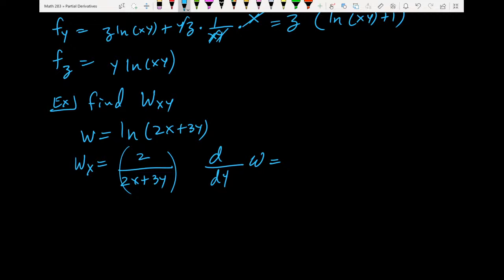All right. What is this going to be? 2 times 3 over 2x plus 3y squared.